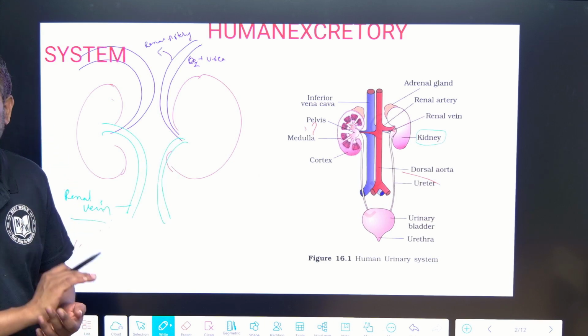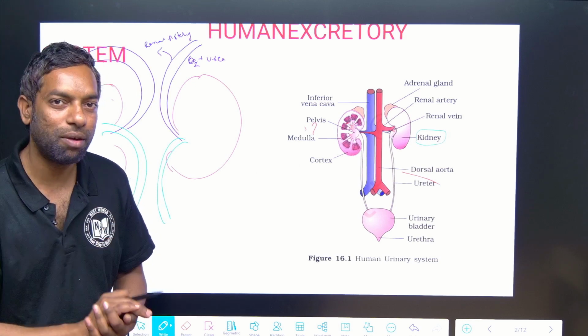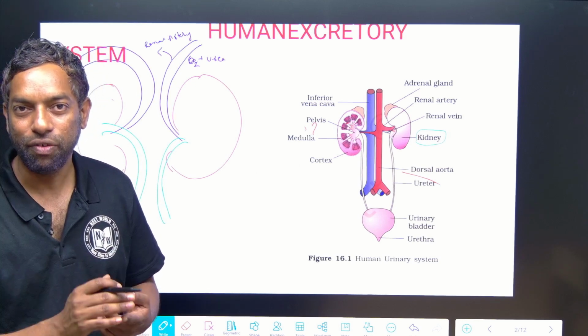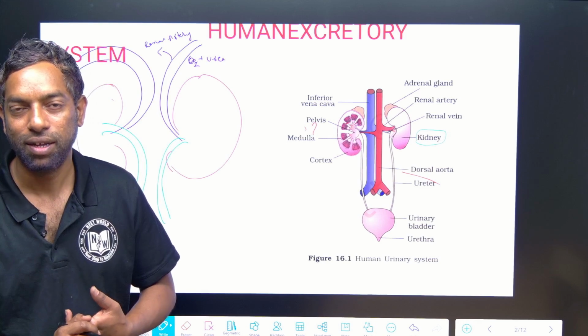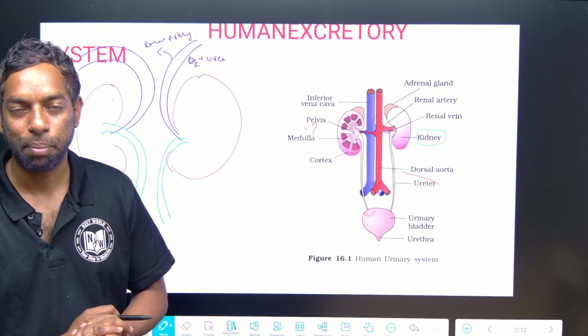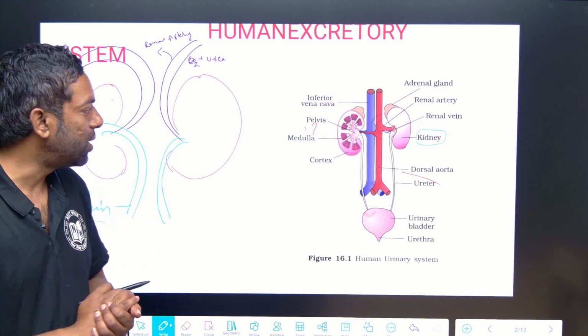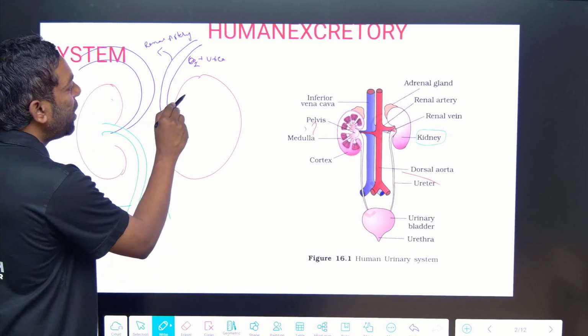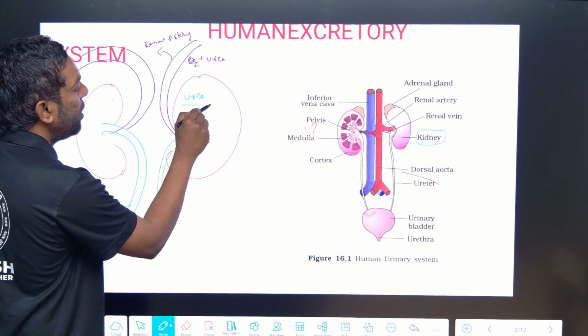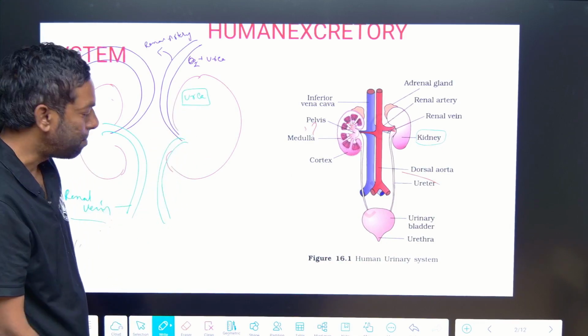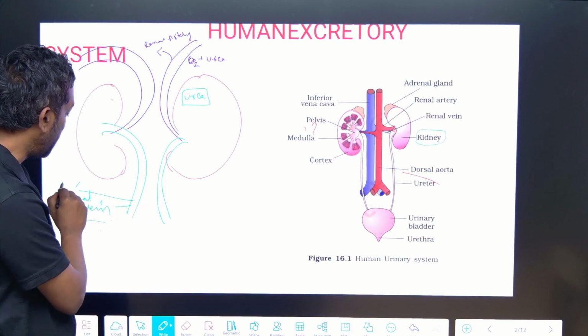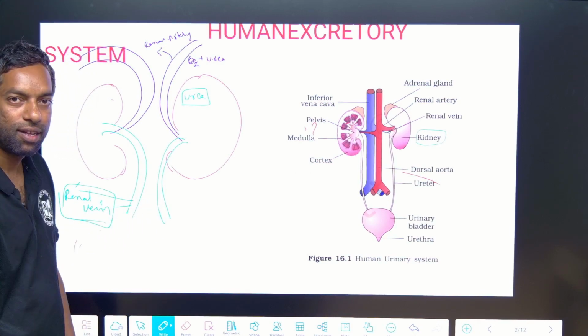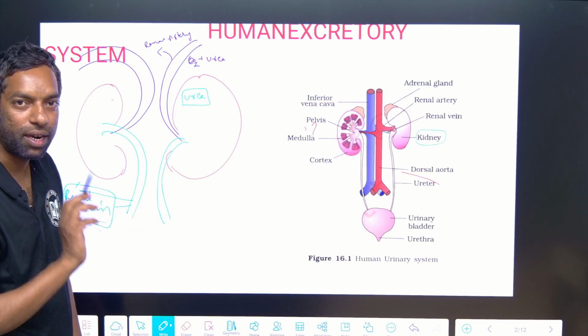This is all about the circulatory system. Artery, veins, circulation of blood. This is the circulatory system. But think once: the urea enters into the kidney, but it does not exit through the renal vein. Mind it. It does not exit from the renal vein.